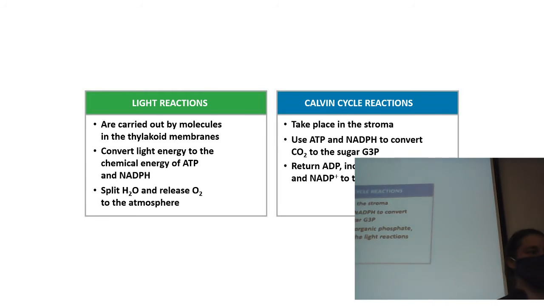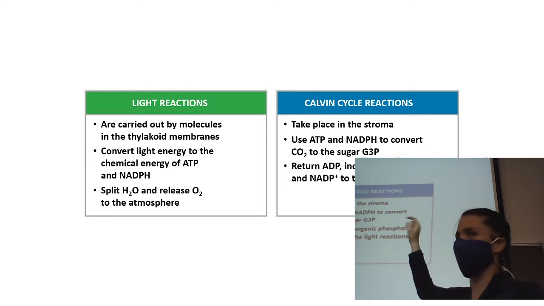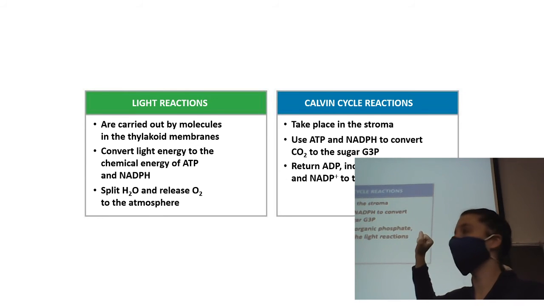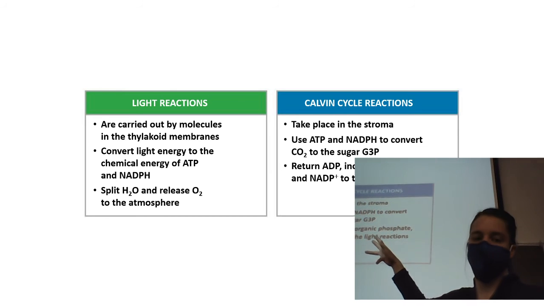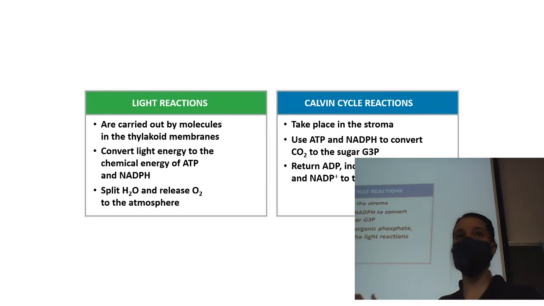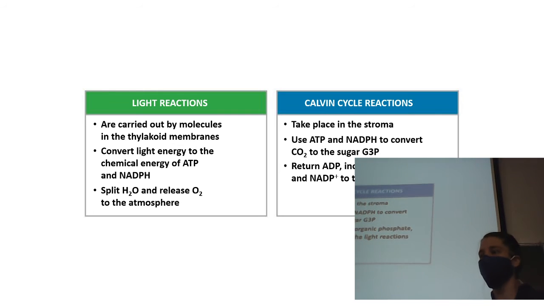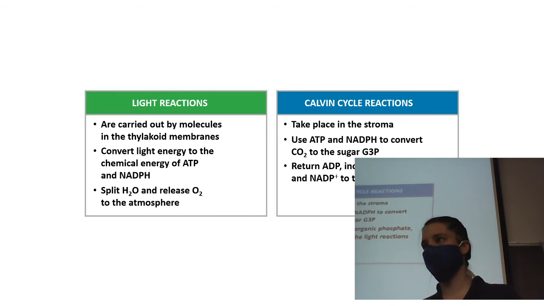Then this will be the summary of those 2 things. So light reactions happen at the thylakoid membranes, right? That's where you're capturing the energy. That's where you're splitting water, releasing oxygen. The Calvin cycle reactions, they're happening in the stroma. They're happening in the goo outside the thylakoid. That's where you're building that G3P sugar. And that's where you're returning ADP and NADP plus to the light reactions. Right?